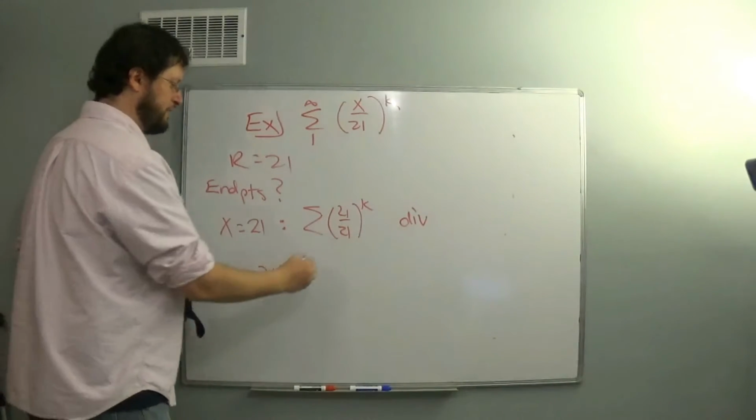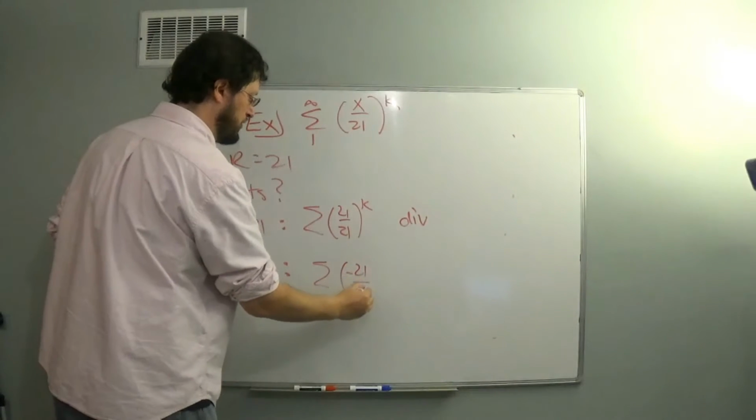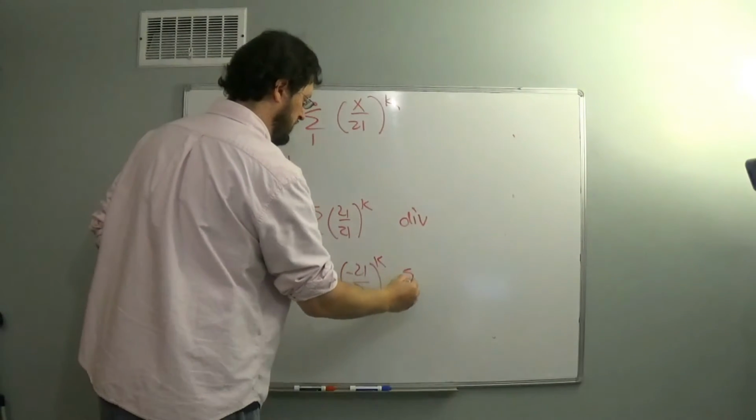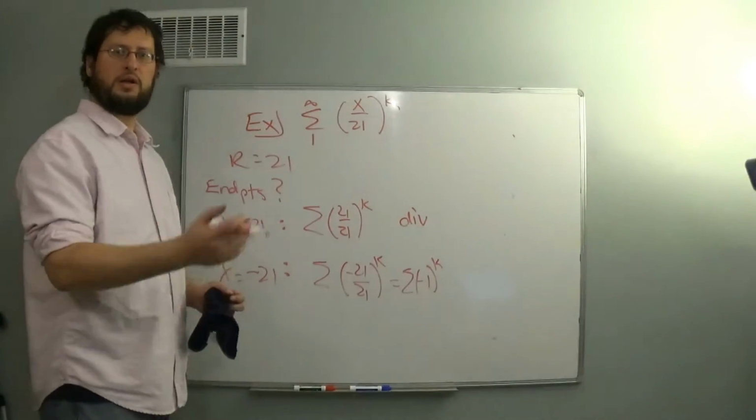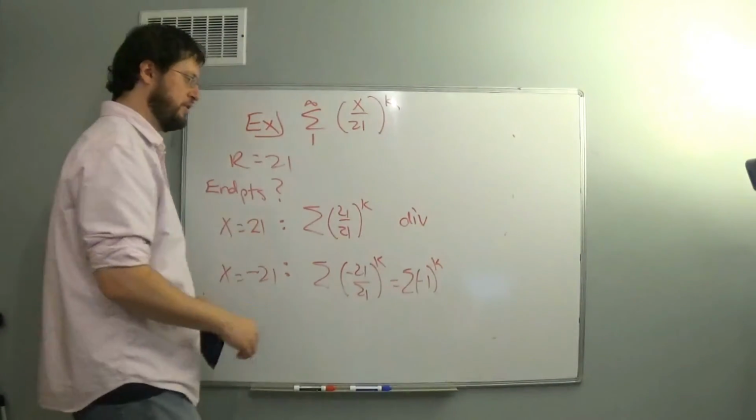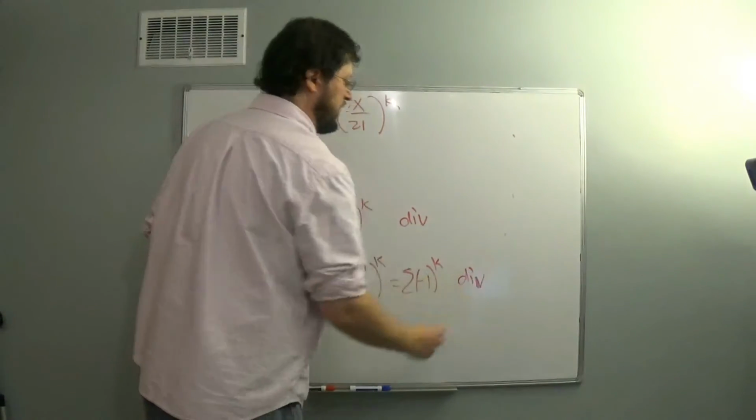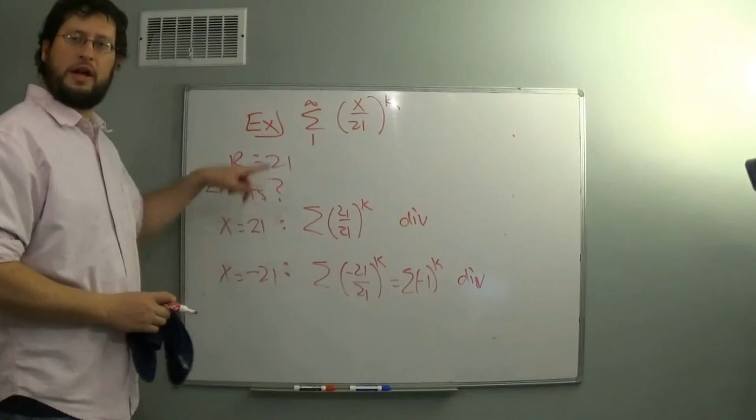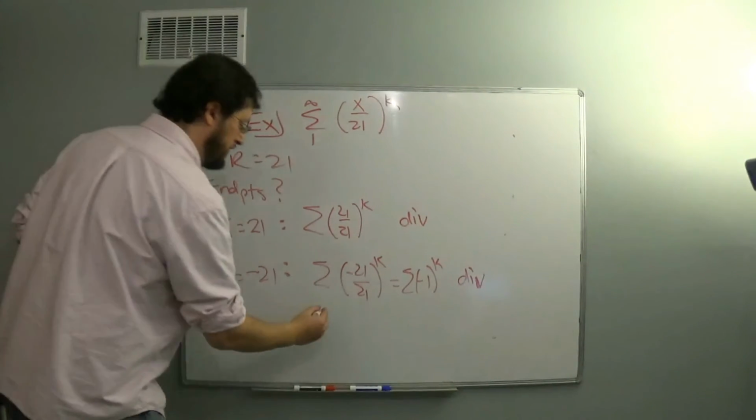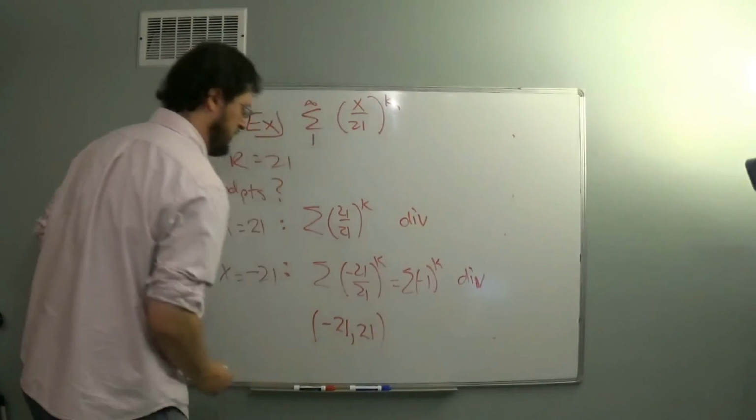If x is negative 21, then it's negative 21 over 21 to the k, which is negative 1 to the k, which is negative 1 plus 1, negative 1 plus 1, and so on and so on, which also diverges because it does not converge down to a single value. So the radius is 21, neither of the endpoints converge, so the interval of convergence is negative 21 to 21.